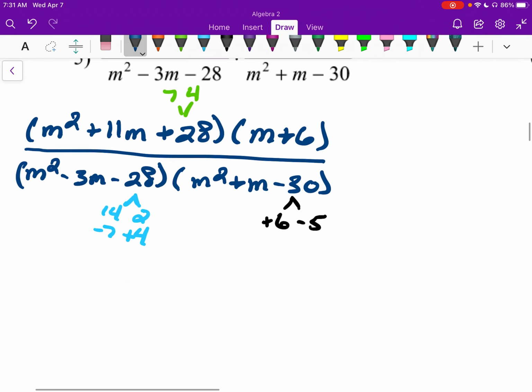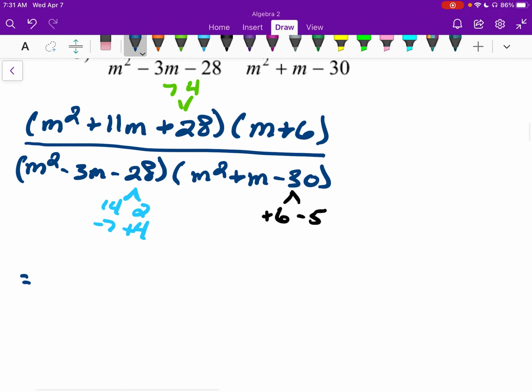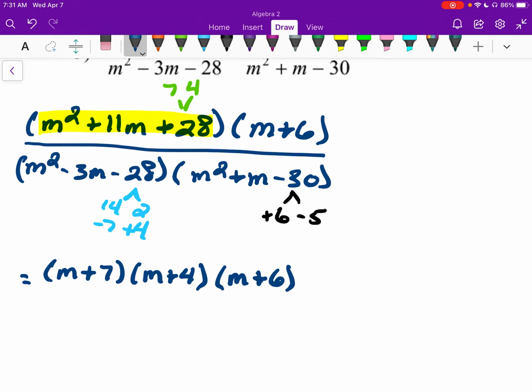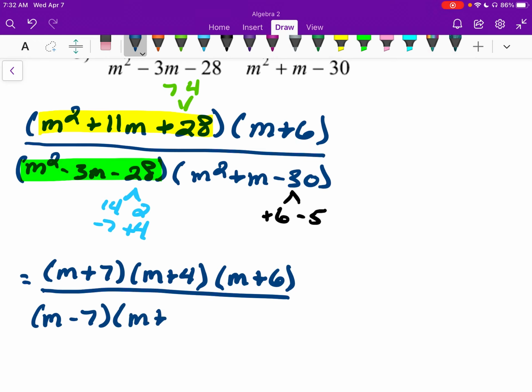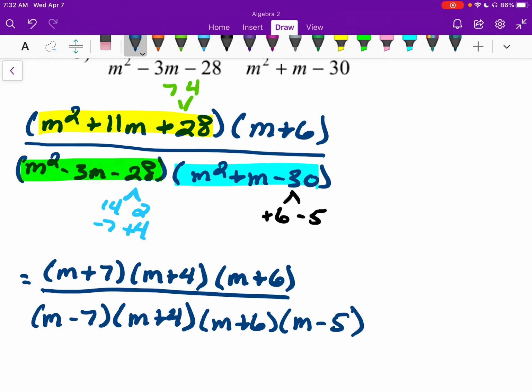Alrighty, let's write all these out. So we will have this first piece. This will split up into m plus 7, m plus 4, and then we have an m plus 6 at the end. The denominator, I'll look at this one now. That guy will split into m minus 7, m plus 4. And then this last piece will turn into m plus 6, m minus 5.